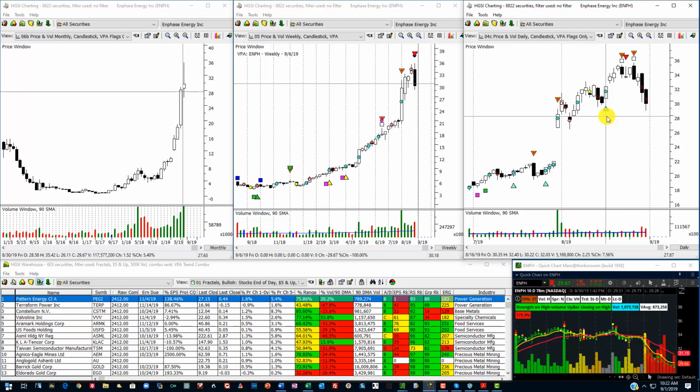Now when you get good at this, and I'm still working at this, this is relatively new, using fractals and VPA. I got started with fractals, first exposed to them back in 2007, in a book called Learn to Trade Markets by somebody named Carl Richards, which I believe was a fictitious name. He just wanted to keep his identity secret.